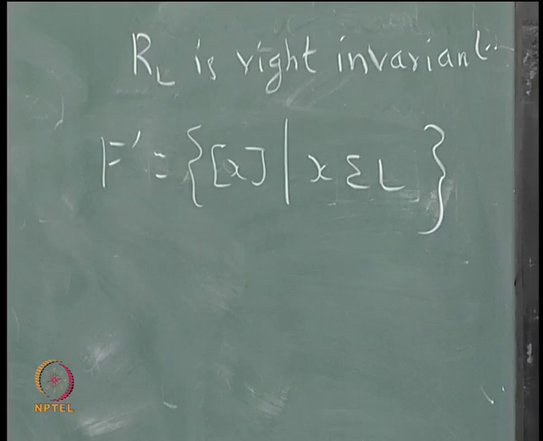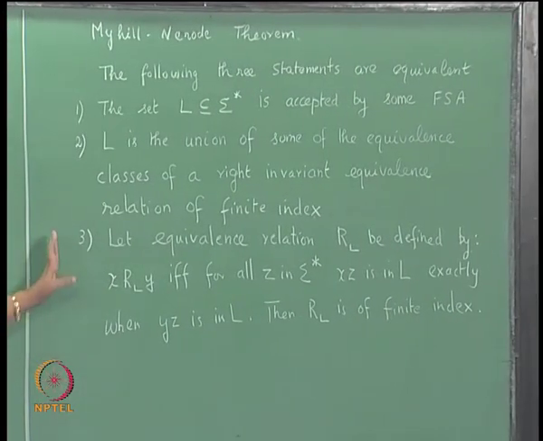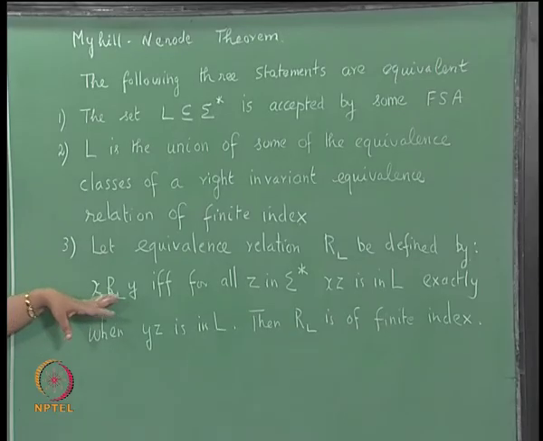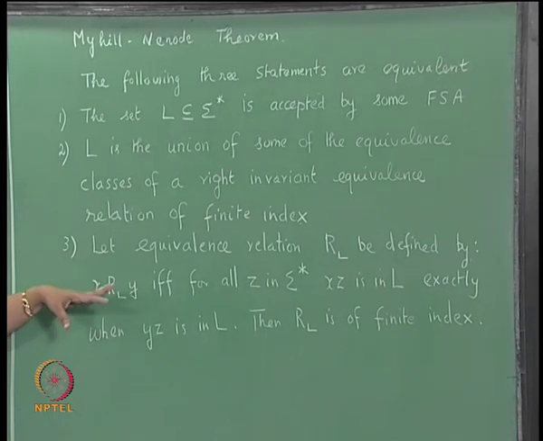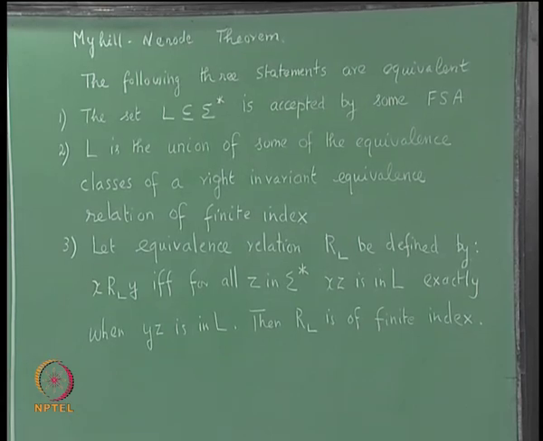Then, assuming 3, assuming this portion, you are defining an equivalence relation RL such that X RL Y if and only if for all Z in sigma star, XZ is in L exactly when YZ is in L. In this case, if RL is of finite index, then you show that it can be accepted by a FSA. So, assuming this we have constructed a deterministic FSA in this manner. Now, let us go to this example and continue with this example.